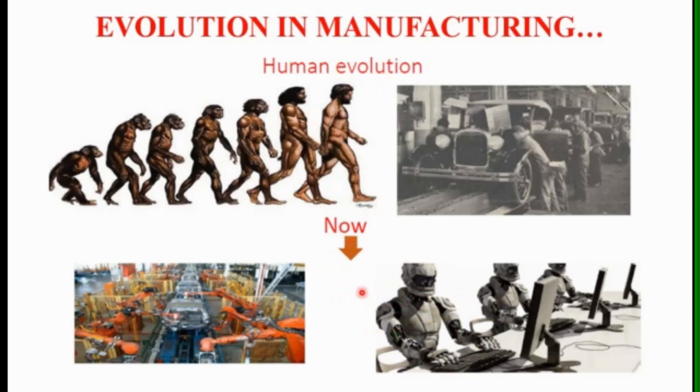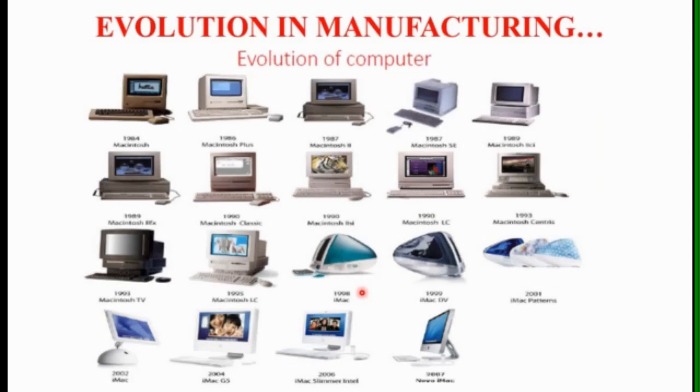From human revolution to the manufacturing industry revolution, we can see a very drastic change. Here is the evolution of the computer from 1984 to 2007 and today. This computer evolution was a very drastic change. We can see it in their RAM, operating systems, memory and controlling systems, and from desktop computers to laptop computers. All of it has changed very drastically.